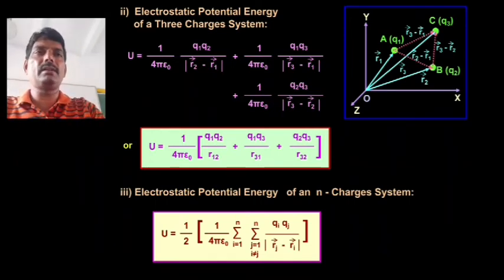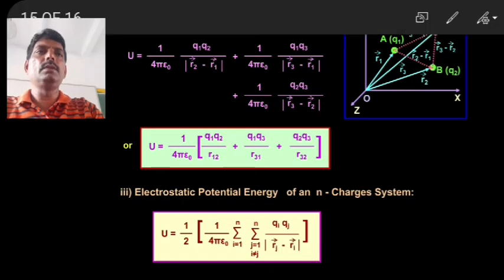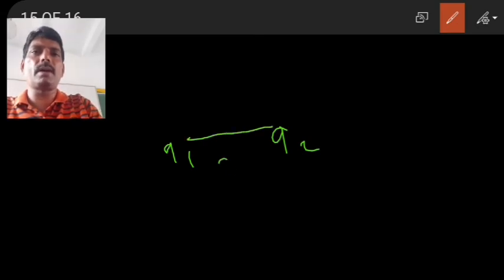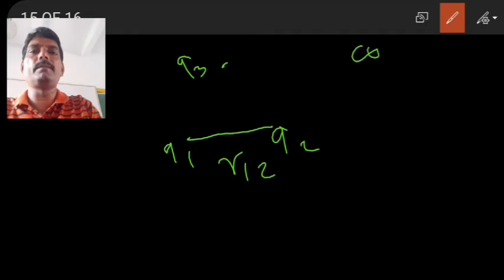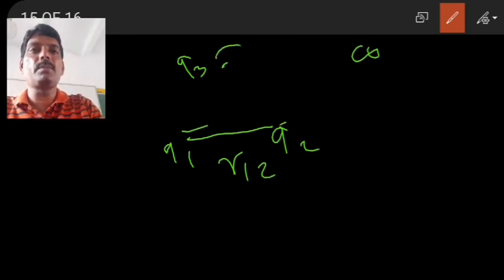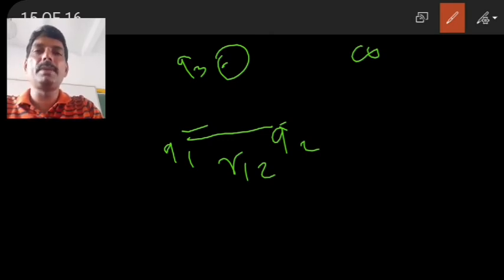The important thing is that, now let me explain, suppose you are having this Q1, this charge Q2, you have calculated the potential due to these two charges which were at a distance of r12. Now if you want to bring the charge Q3 from infinity, so what you have to do here? You have to calculate the potential due to these two charges at this point, and Q3 is the charge which you are bringing from infinity.